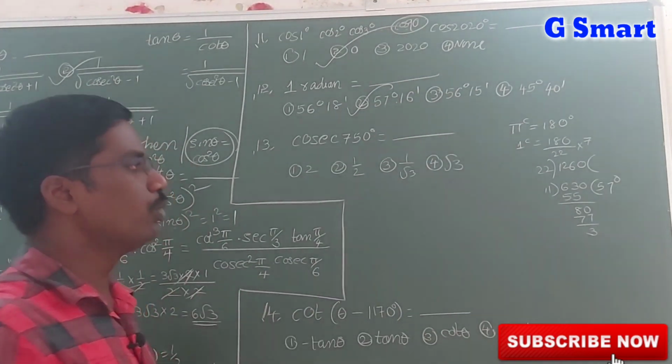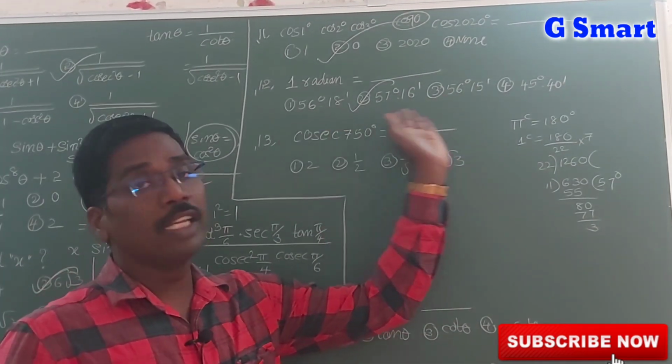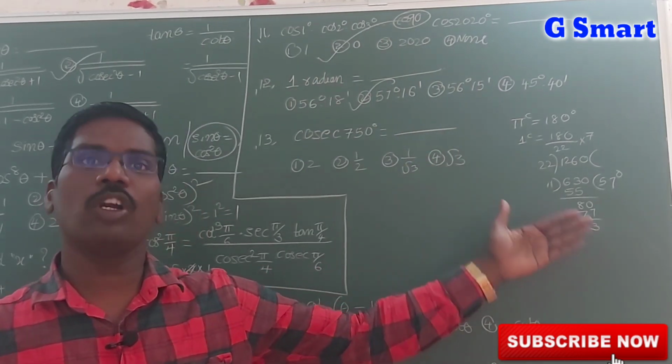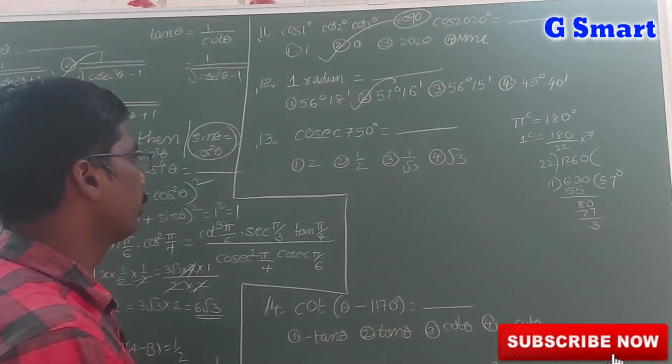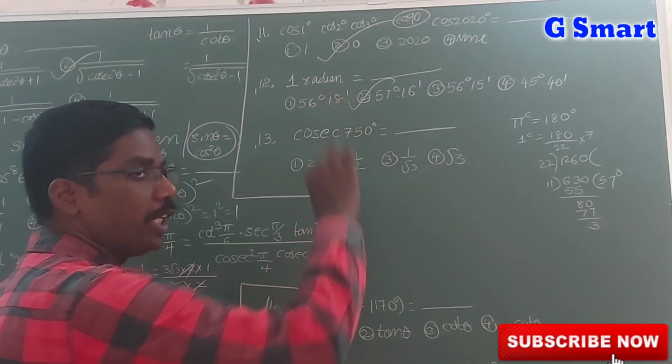So this is the second option. We need not do the rest. If 57 is there in another option, we have to continue. Otherwise, no need. Next. Cosecant 750 degrees.